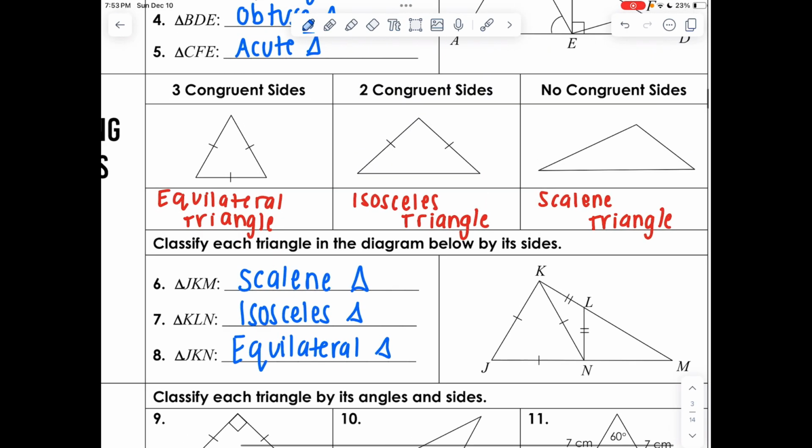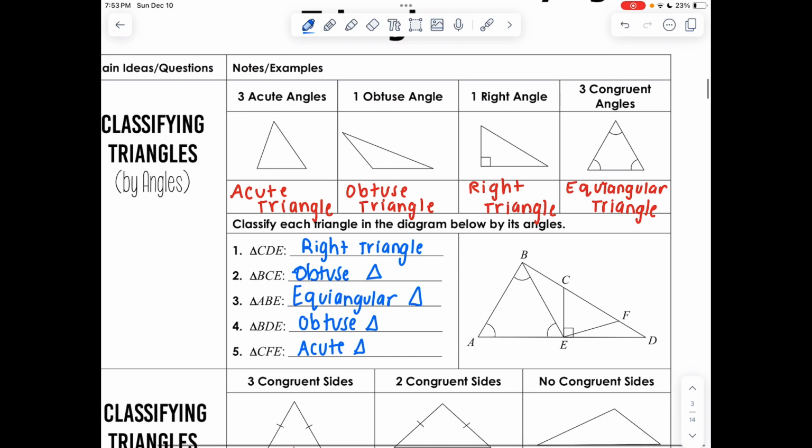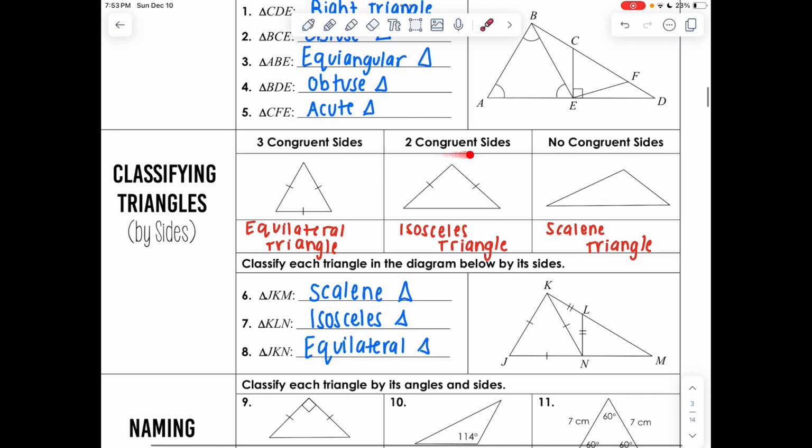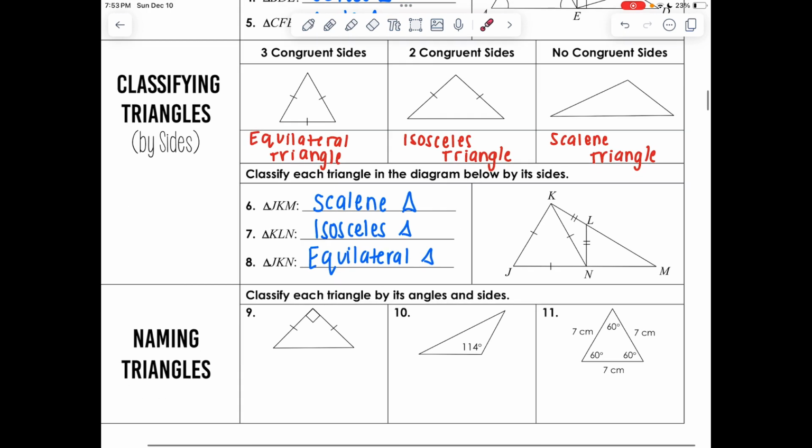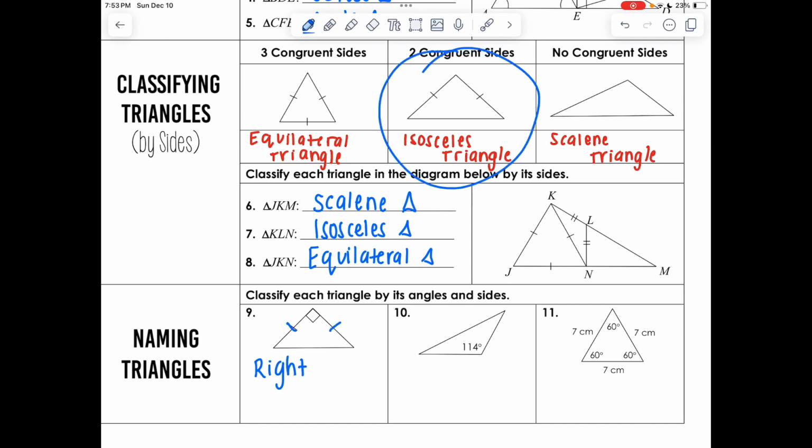Classify each triangle by its angle and sides. Okay, so this time we're doing it by its angle and sides. Remember these were angle, sides. So angle would be right because it has a right angle. And it has 2 congruent sides here. So remember 2 congruent sides would mean isosceles triangle. So right isosceles triangle.